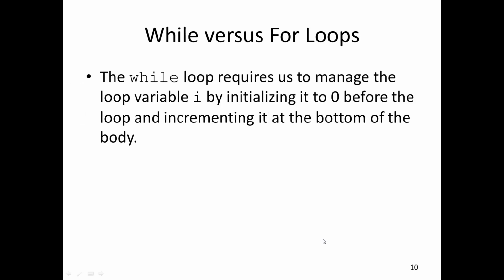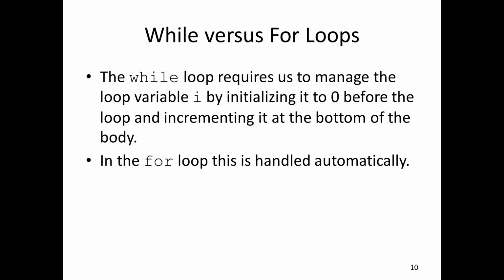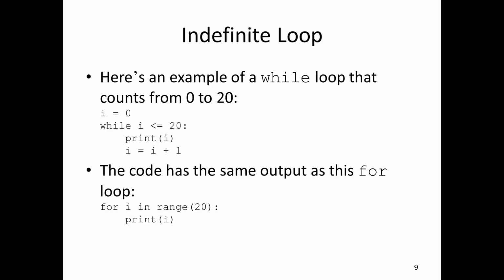There are some differences in the while loop versus the for loop. The while loop requires us to manage the loop variable i by initializing it to 0 before the loop and incrementing it at the bottom of the loop. The for loop does this automatically for us. So notice the difference here. We have to start out and initialize our variable and increment it. The for loop handles this for us.